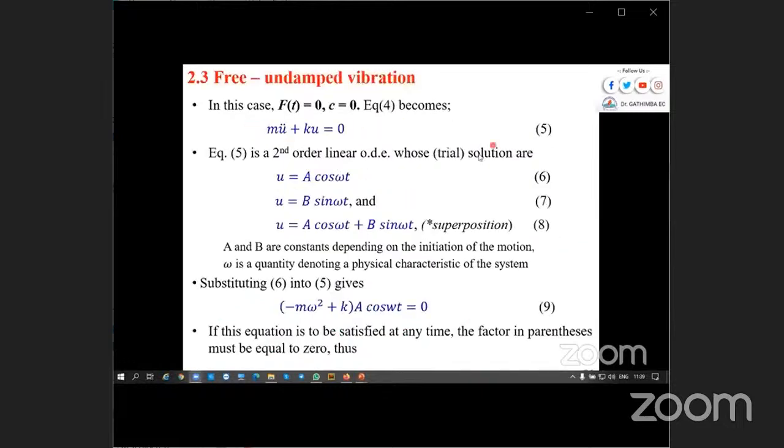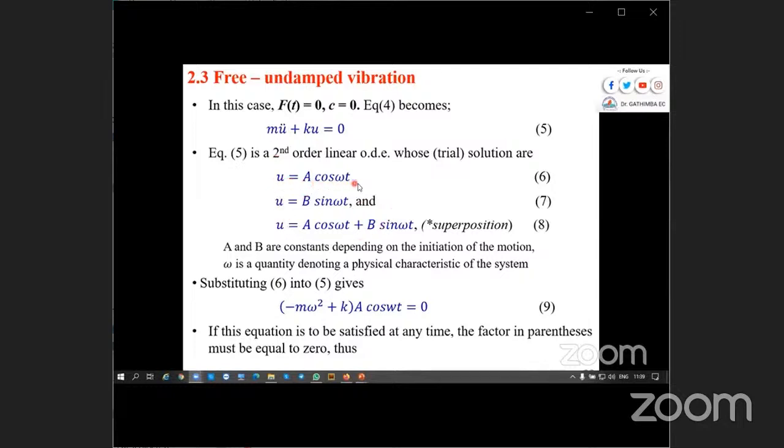Here's what I was saying, equation 5 is a second order linear homogeneous ordinary differential equation. And in this case, from ODE, we know that the typical trial solution for this equation, we have 3 of them.